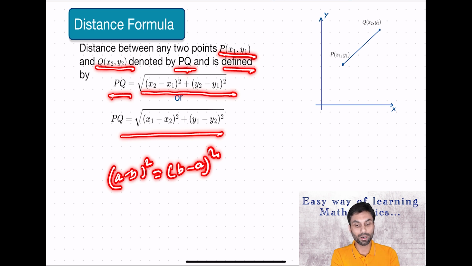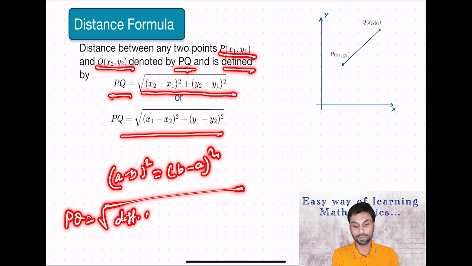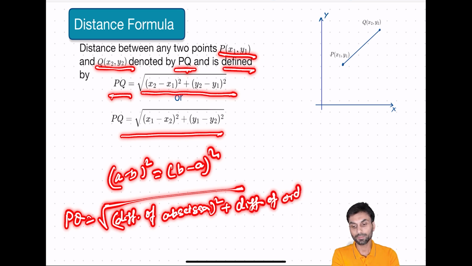Now the same formula can also be written as PQ equals the square root of the difference of abscissa whole square plus the difference of ordinate whole square. That can be written because, as you know, it doesn't matter whether we write x1 minus x2 or x2 minus x1, so we can just say it is the difference of abscissa and the difference of ordinate.